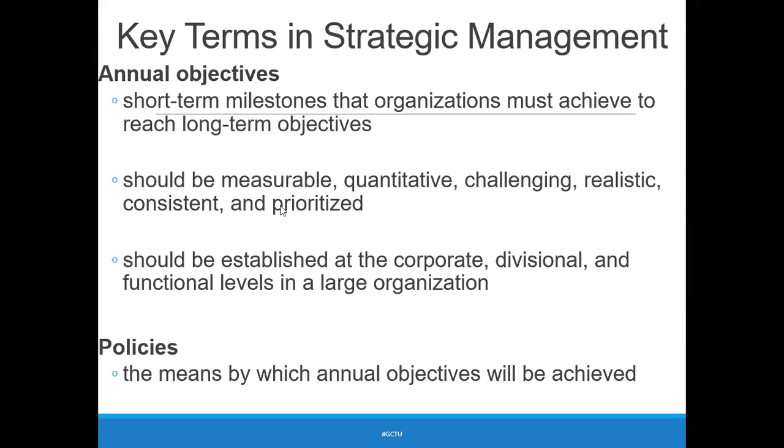Annual objectives. So annual objectives are the short-term milestones that an organization can use to achieve or reach long-term goals. And they should be measurable, quantitative, challenging, realistic, and all those adjectives. These annual objectives are usually established at the corporate or divisional level.